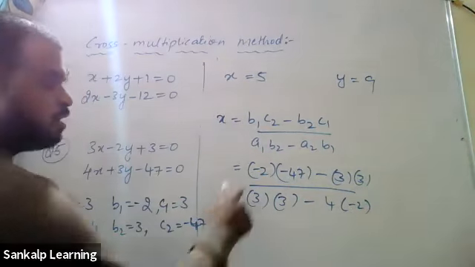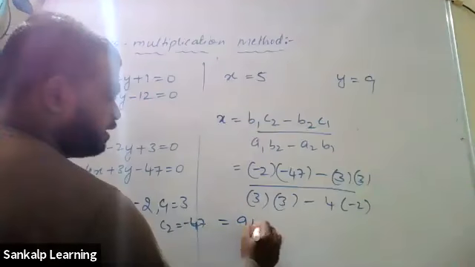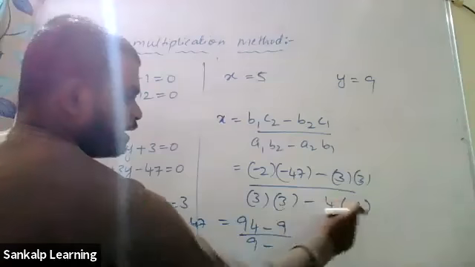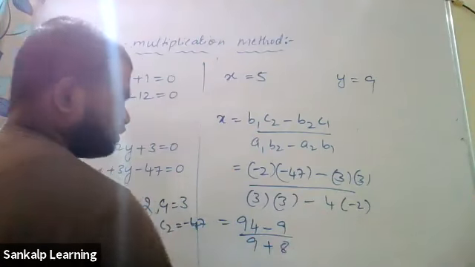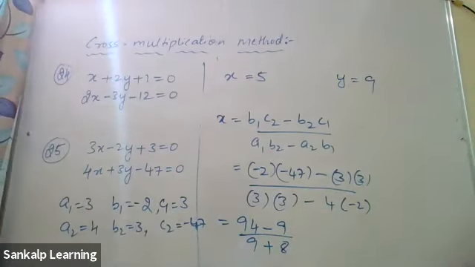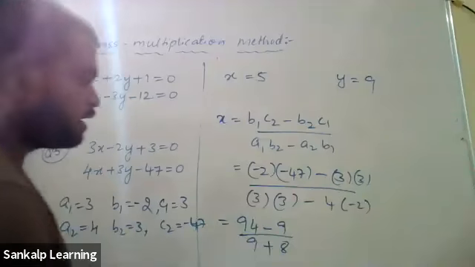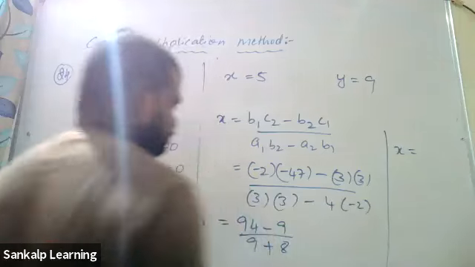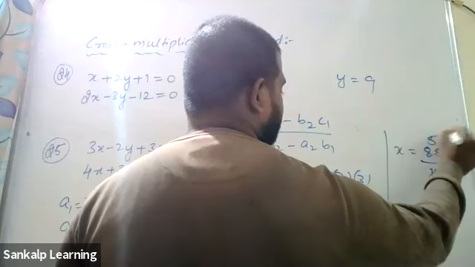Substitute the values. Now calculate. Minus into minus is plus. 47 twos are 94. Minus 3 into 3 is 9. 3 threes are 9 again. Minus into minus is plus. 4 twos are 8. Did I make a mistake somewhere? B1 C2 minus B2 C1: 3 into 3 minus 2 into minus. Yeah, that's correct. 3 threes are 9. Okay, 9 plus 8. Yeah, it's correct. 94 minus 9. What is 94 minus 9? 85. Divided by 17. 17 ones are 17.